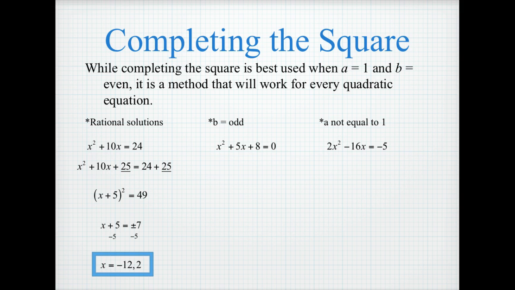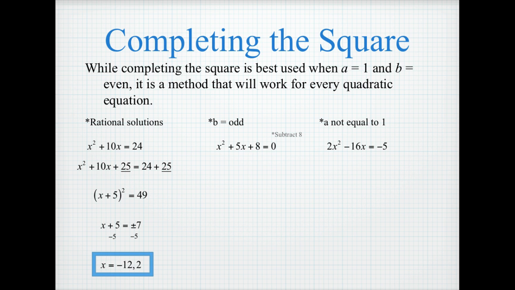Now in the next example, we have a value of b that is odd. A is equal to 1, so we're okay there. We have to move the value of c, 8, over. It needs to be subtracted over to the right side of the equation. So we start by subtracting 8. Now the value of b is odd.